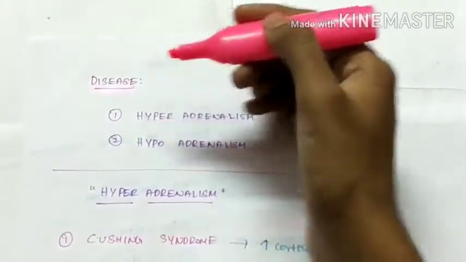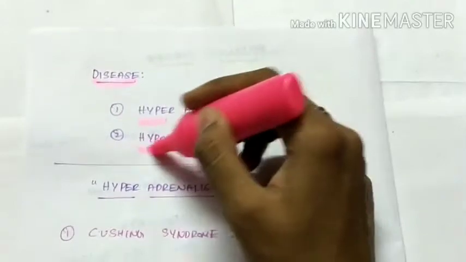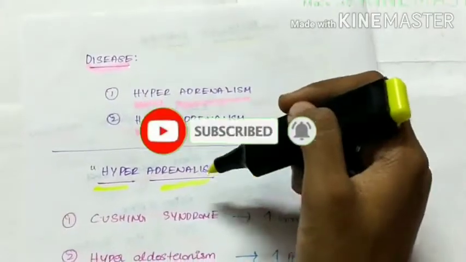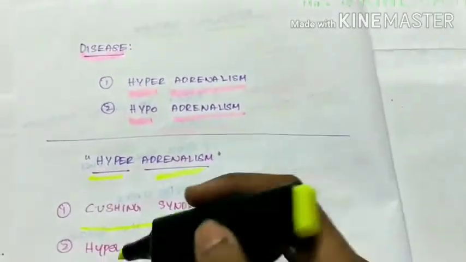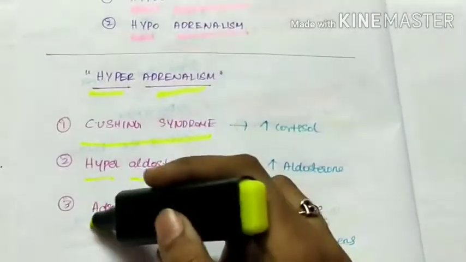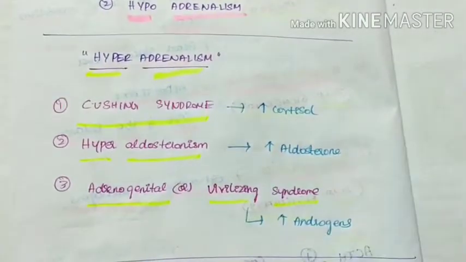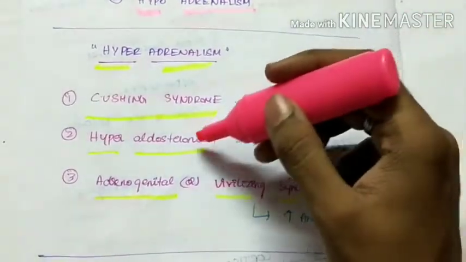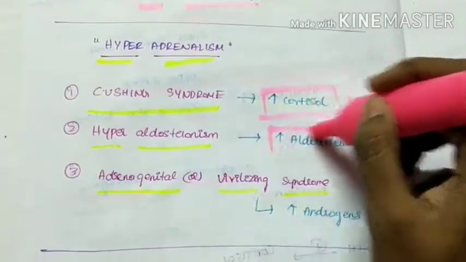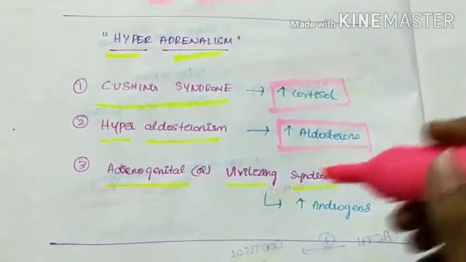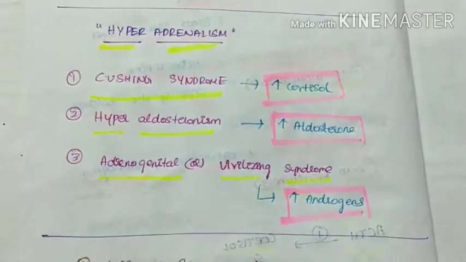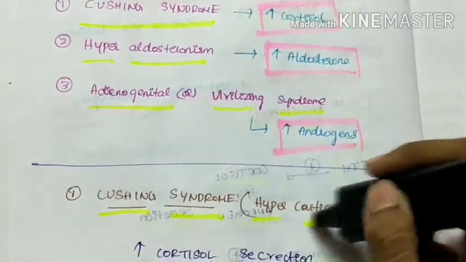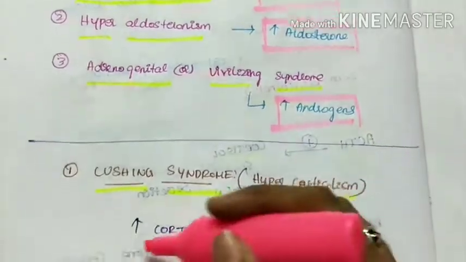Diseases of the adrenal cortex include hyperadrenalism and hypoadrenalism. First, let's see about hyperadrenalism. This includes Cushing syndrome, hyperaldosteronism, and adrenogenital or virilizing syndrome. In Cushing syndrome, there is increased cortisol levels. In hyperaldosteronism, as the name suggests, there is increased aldosterone level, and in adrenogenital syndrome, there is increased androgens. So out of this, let's see the Cushing syndrome first, which is hypercortisolism. There is increased cortisol secretion.